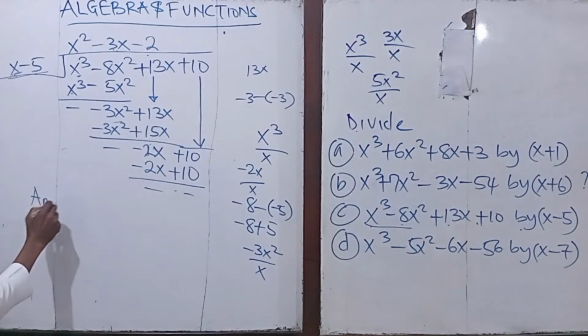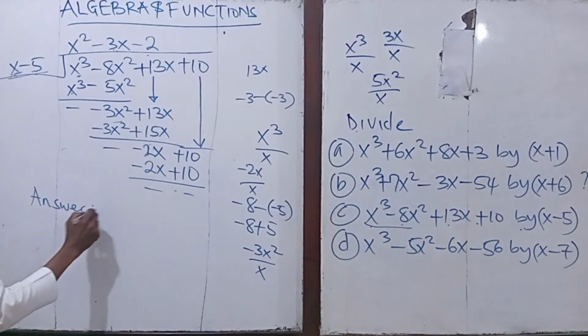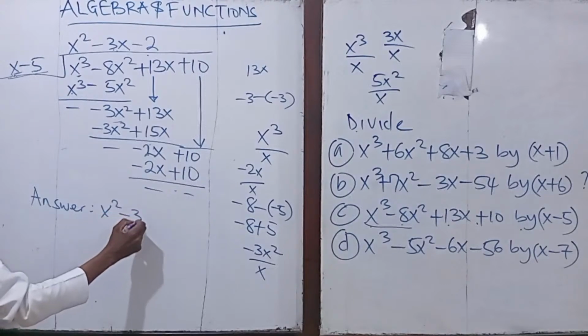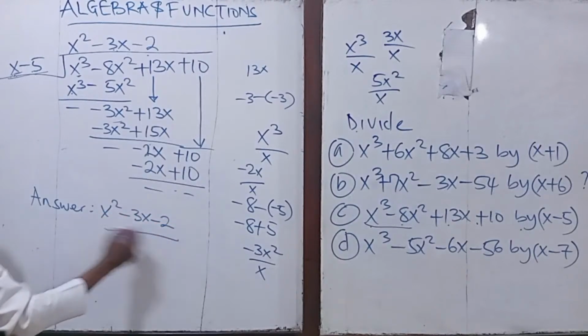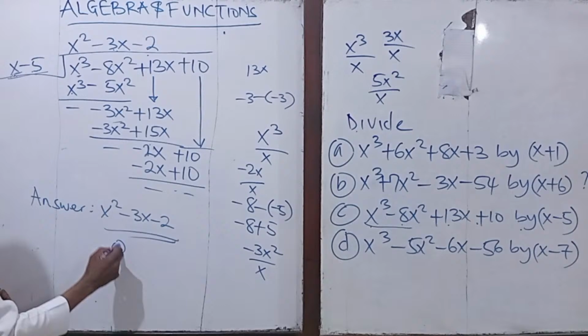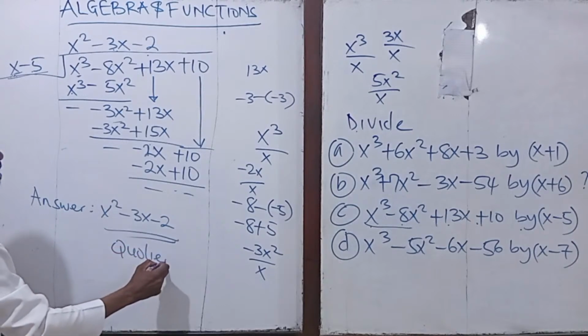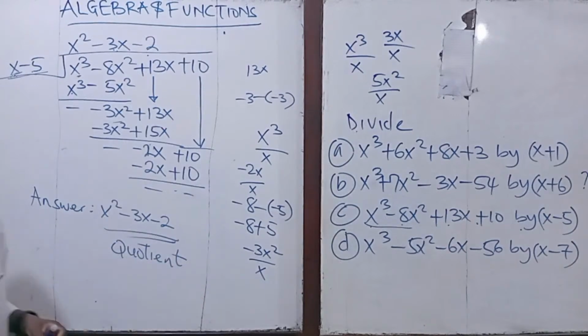And your answer is x squared minus 3x minus 2, which we call the quotient. This is called the quotient, and that is the answer of the polynomial long division. And that will take us to another set of questions.